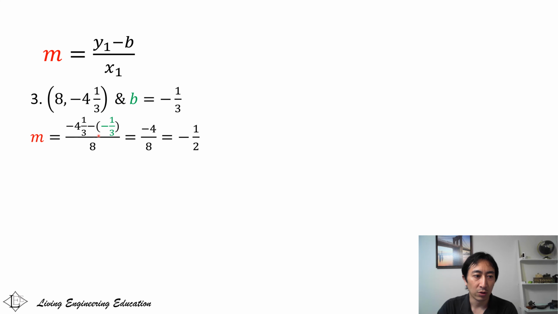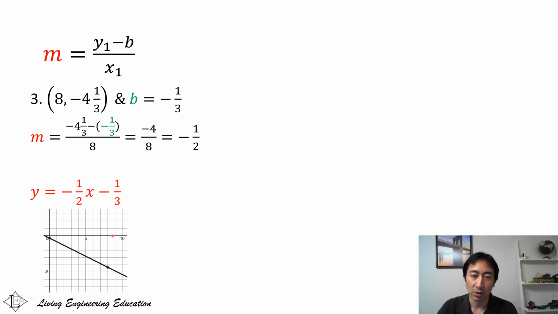Negative 4 1/3 plus 1/3 gives me negative 4. Negative 4 divided by 8 is going to give me negative 1/2. So I'll just plug this slope and y-intercept into my linear equation. So y is equal to negative 1/2 x minus 1/3.